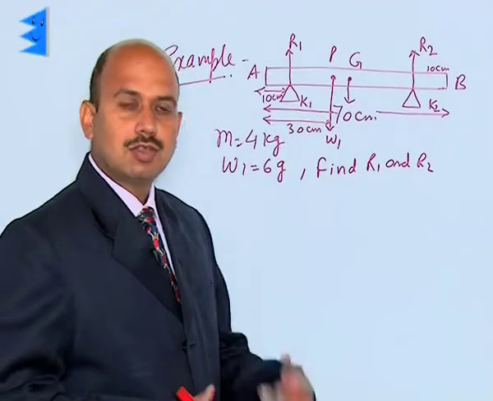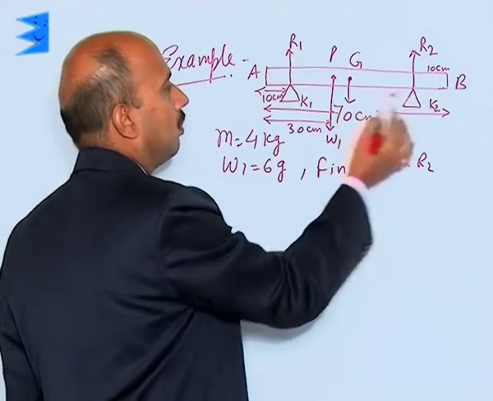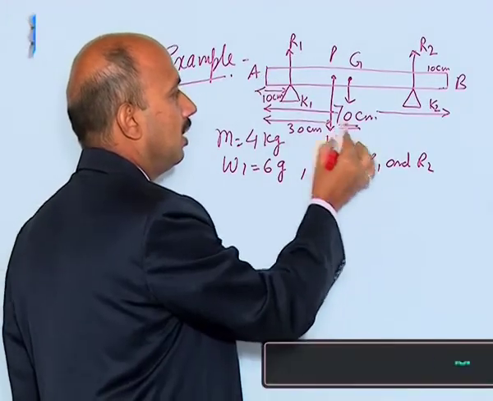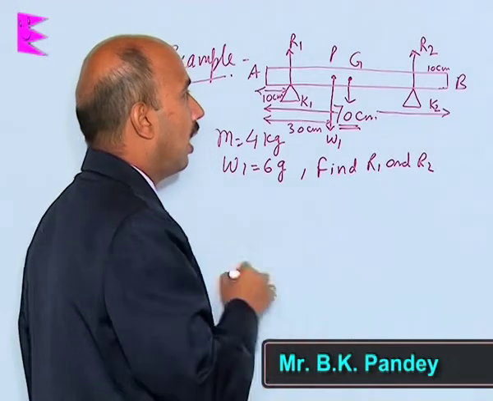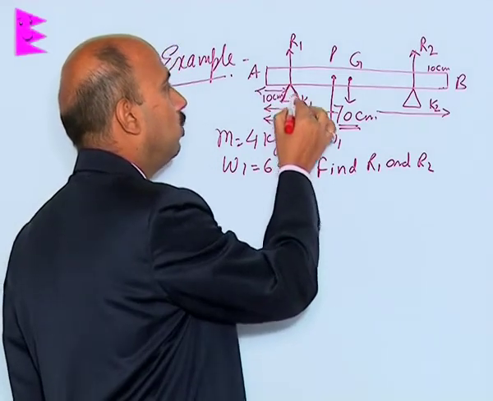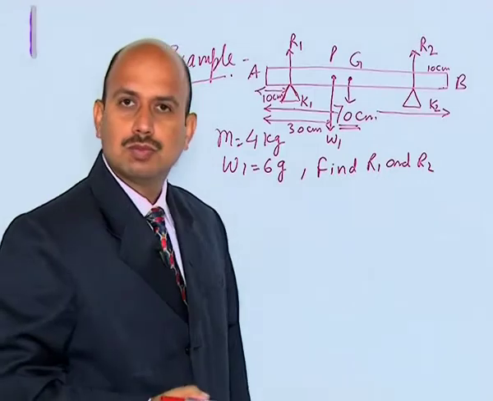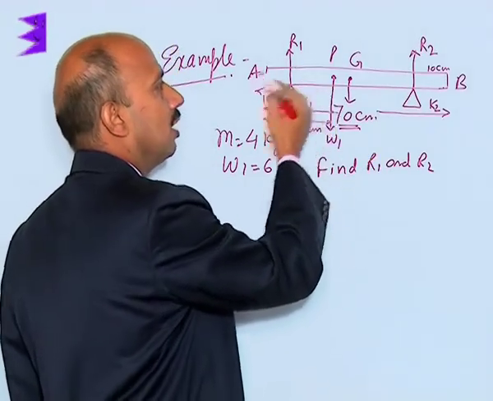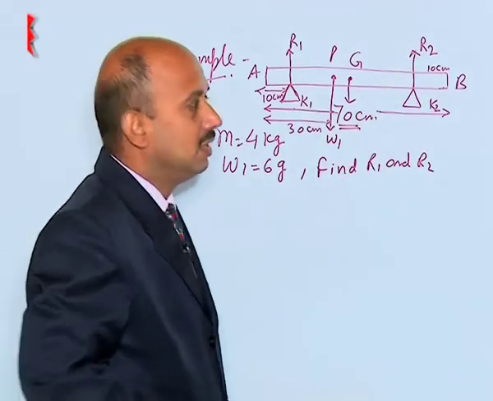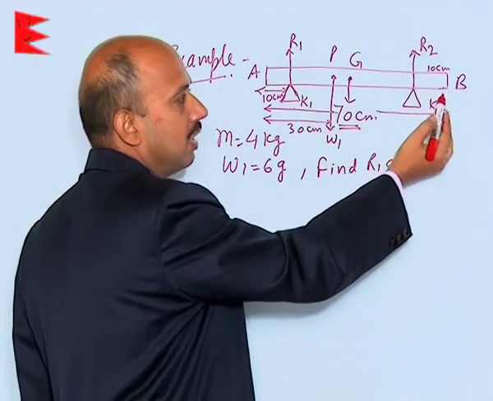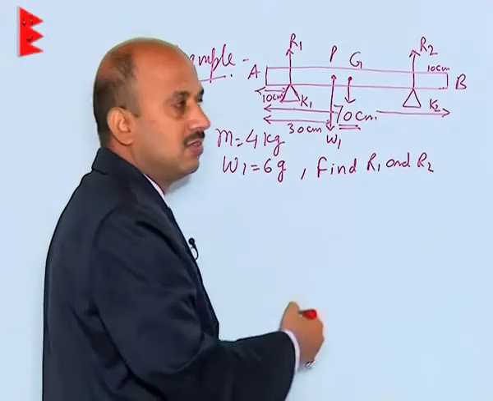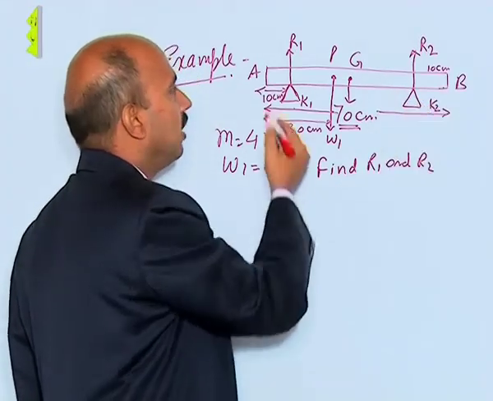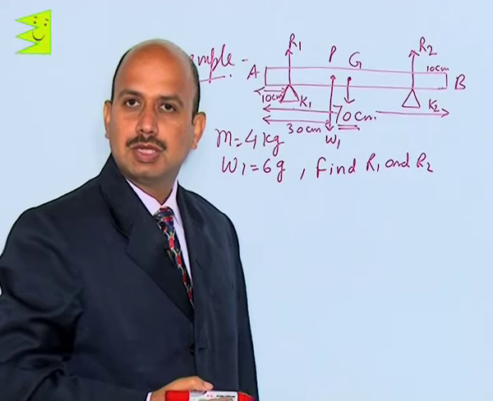Now see here in this example, this is a metal bar which is 70 centimeter long and it is supported by two knife edges K1 and K2. At the knife edges K1 and K2, reactions are R1 and R2. These knife edges are placed 10 centimeter from both the ends. It is from B, that is 10 centimeter, from A, that is 10 centimeter.